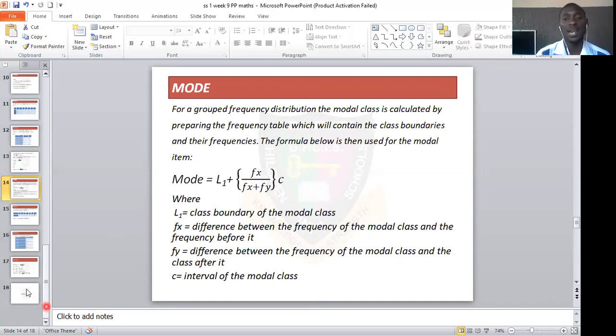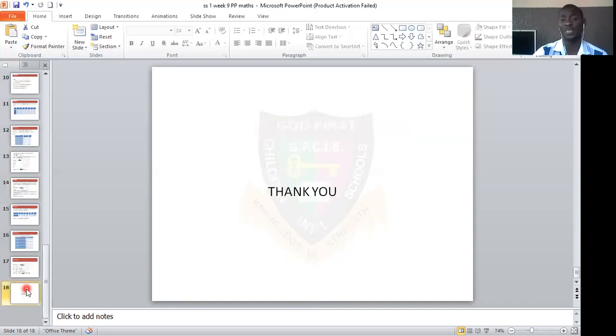Of class intervals. So we've come to the end of the class on measures of central tendency. We continue with statistics in the next class, which will be about graphs. We talk about bar charts, pie chart, and histogram. These are the things we'll be looking at in the next class.